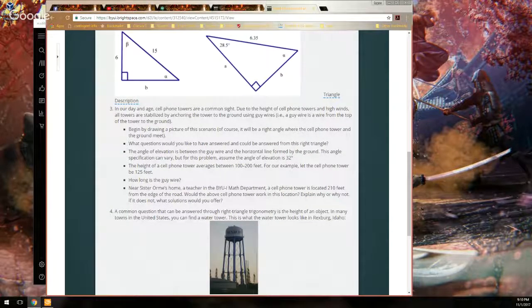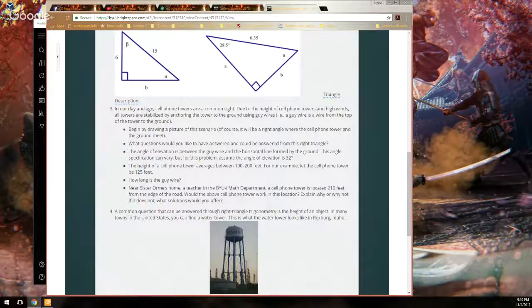In our day and age, cell phone towers are a common sight. Due to the height of cell phone towers and high winds, they are stabilized by anchoring the tower to the ground using guy wires. That would have been nice to know to have in the homework. Begin by drawing a picture of this scenario. Of course, it will be a right angle where the cell phone tower and ground meet.